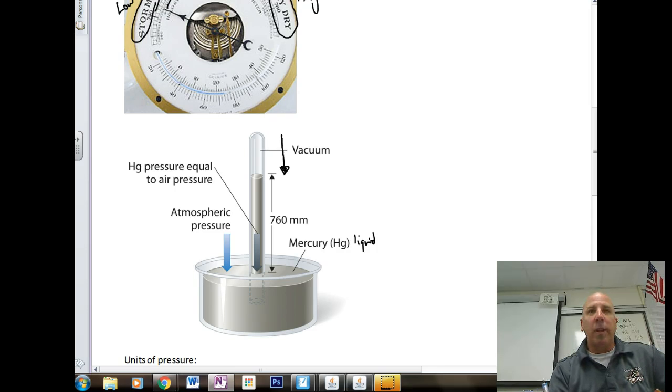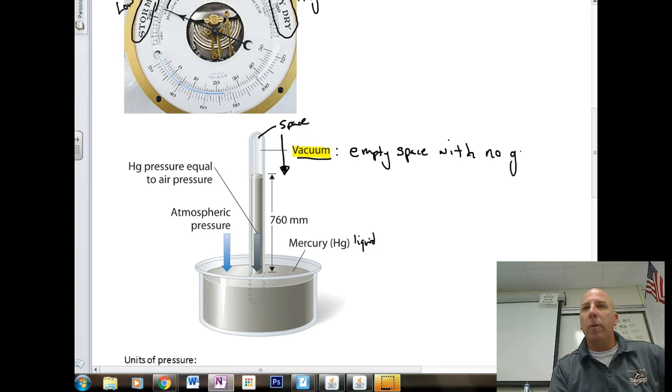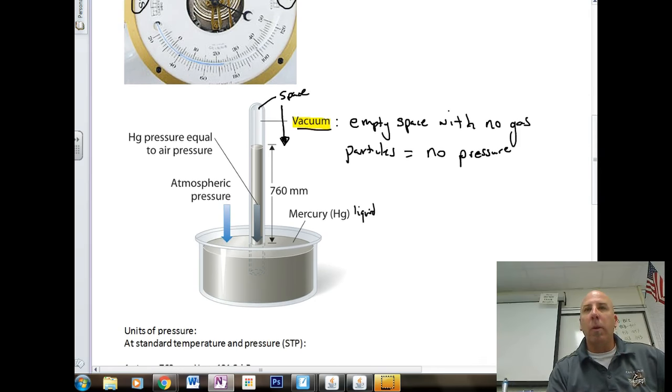And as the mercury level drops, it's going to leave a space here, and the space we're going to call a vacuum. Now, the definition of a vacuum, which is a really important idea, and you should definitely jot this down, is an empty space with no gas particles. If we don't have any gas particles in that empty space, we have no pressure. There are no gas particles to bounce off of the interior walls. So that's what a vacuum is, an empty space with no particles.